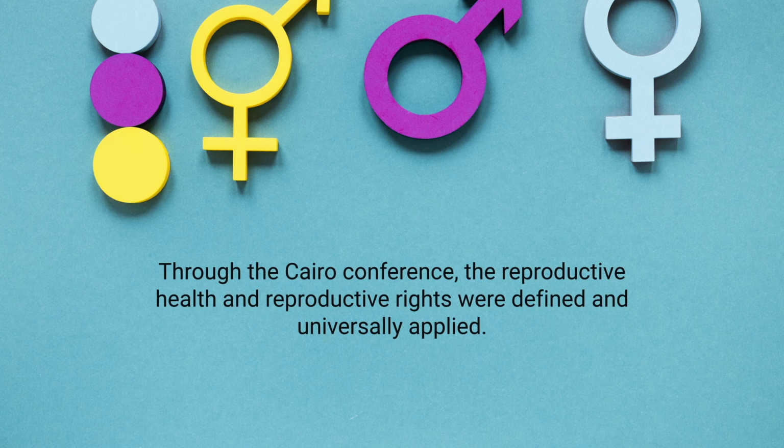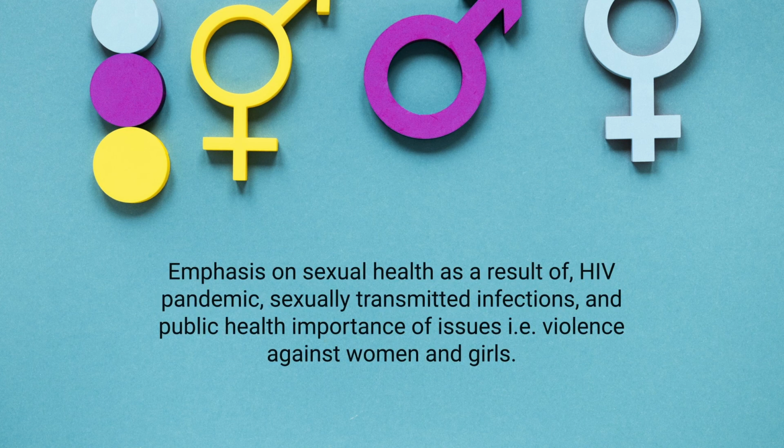You can see a intersectoral and multisectoral concept was adopted so that reproductive and sexual health was not considered in isolation. Through the Cairo conference, reproductive health and reproductive rights were defined and universally applied. Emphasis on sexual health came as a result of the HIV pandemic, sexually transmitted diseases, and issues of public health importance, mainly violence against women and girls, which have given importance to it.